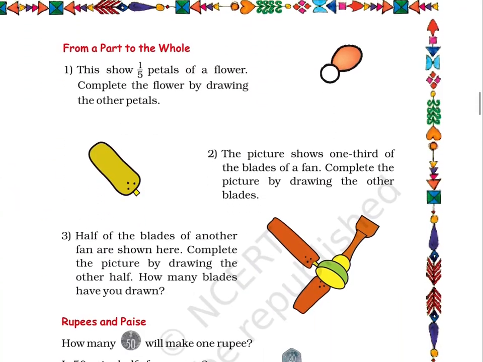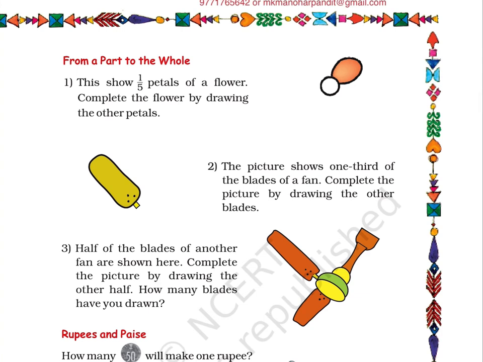Page 65. From a part to the whole. We see the picture of a part of a flower. 1. This shows 1/5 petals of a flower. Complete the flower by drawing the other petals. 2. Again, here is a picture. The picture shows 1/3 of the blades of a fan. Complete the picture by drawing the other blades. 3. Half of the blades of another fan are shown here. Complete the picture by drawing the other half. How many blades have you drawn?